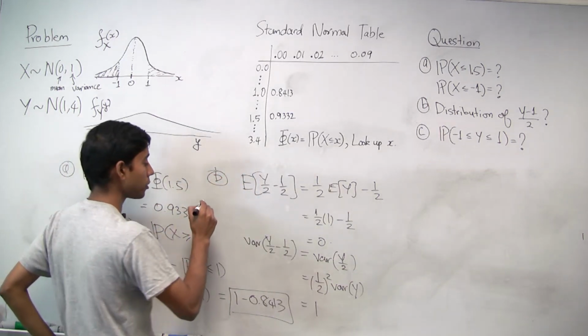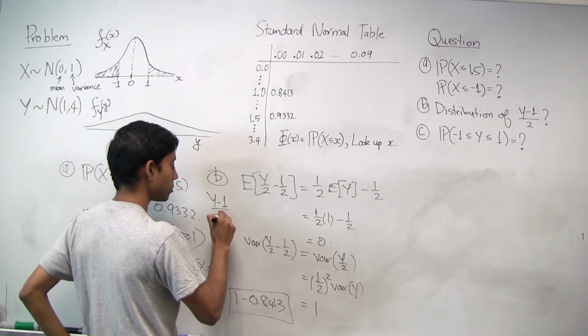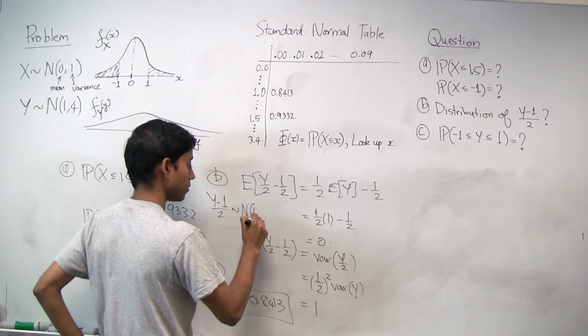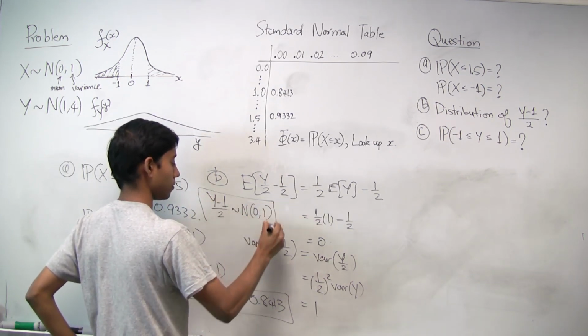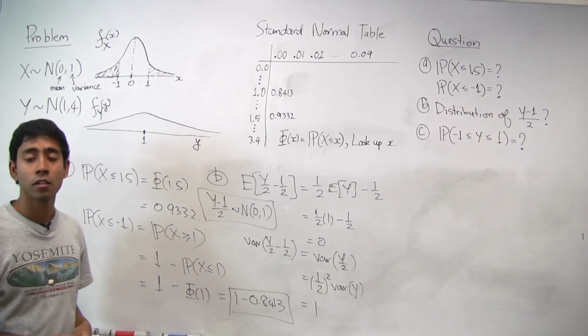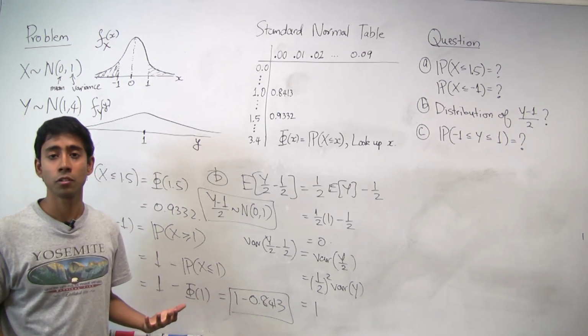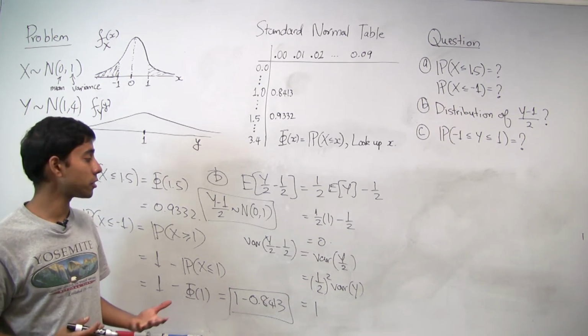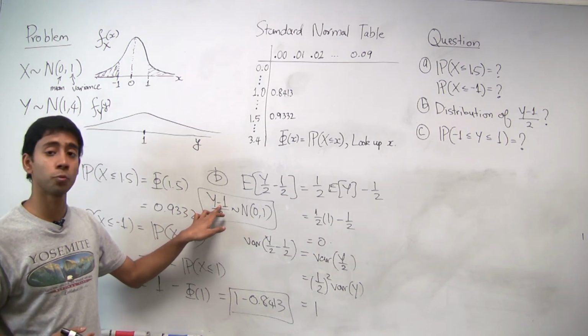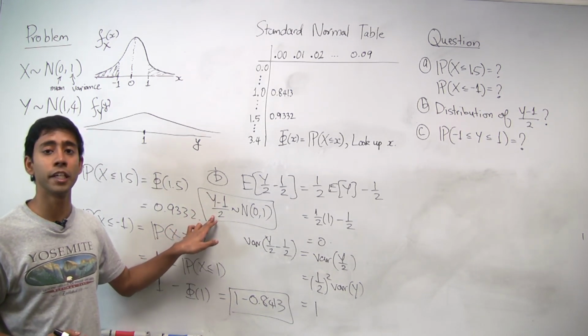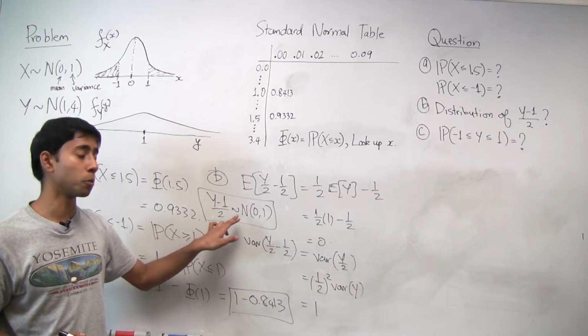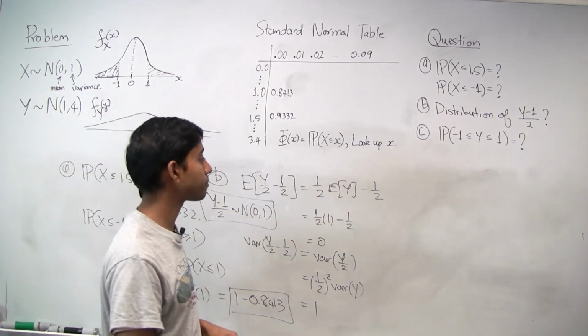Okay? So now we know that y minus 1 over 2 is actually standard normal. Actually, for any normal random variable, you can follow the same procedure. You just subtract its mean, which is 1 in this case, and divide by its standard deviation, and you will get a standard normal distribution.